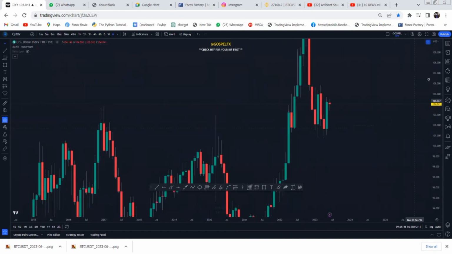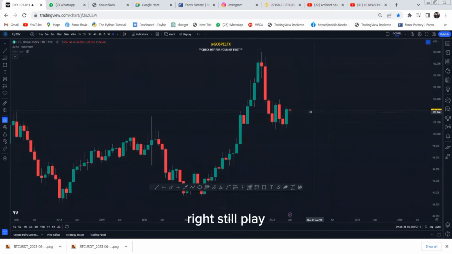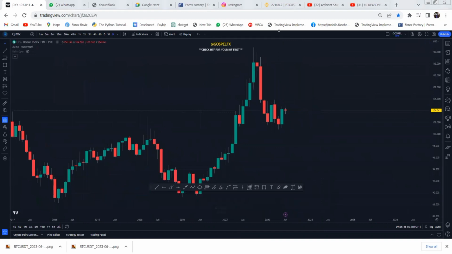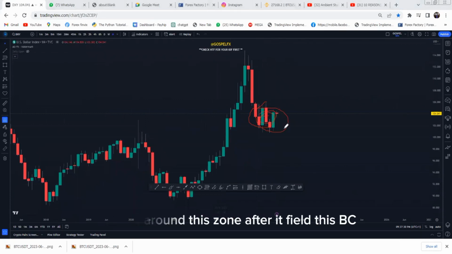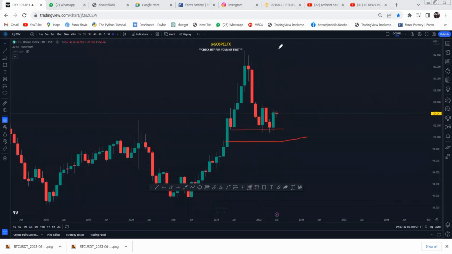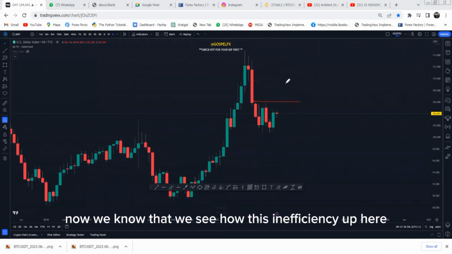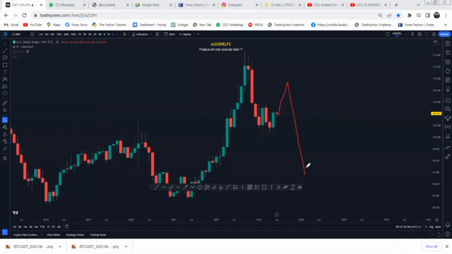Right, so price is still playing around this. Give me a second, spotlight. All right, so we still have price playing around this zone after it filled this BC. When price filled this BC, this is what we've been having. Price has been accumulating, and we know that we still have this inefficiency up here that price might want to come into before dropping down.